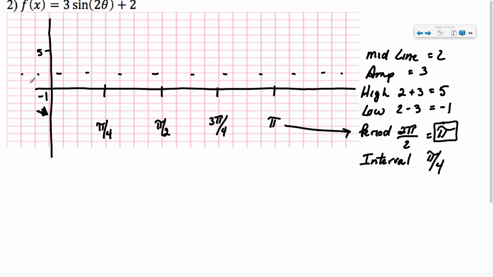Plotting our points, sine will now start at its new origin, which is at the midline and the y-axis. At the first interval, it is at its maximum. Second interval, midline. Third interval, minimum. Fourth interval, back to the midline. Let's connect this in a nice curvy fashion.